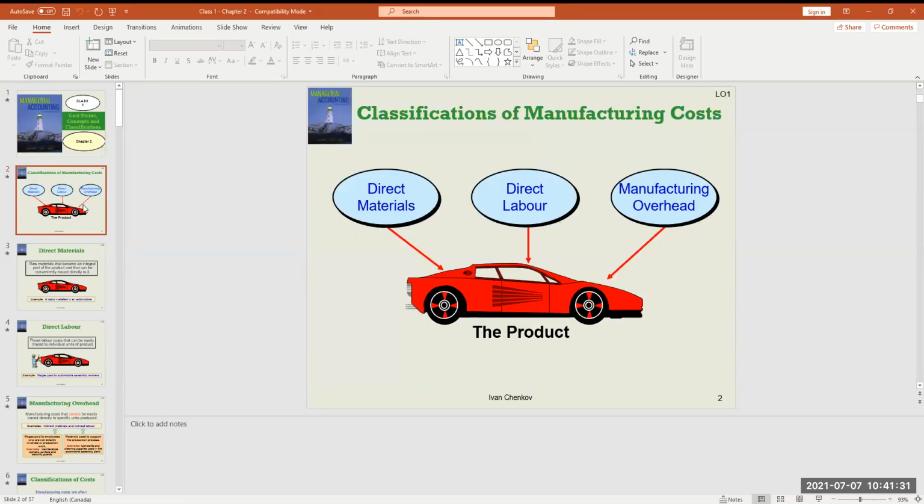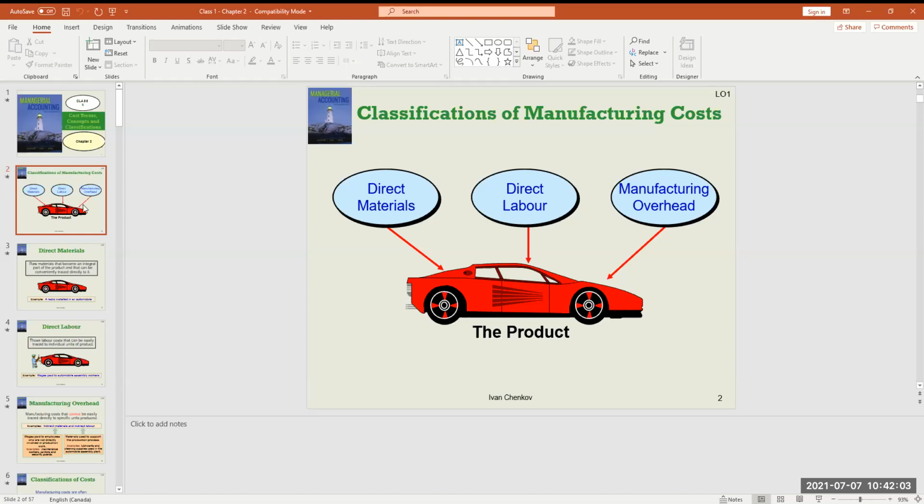First thing, in order to have a product, we need three components. First, we need direct material, we need direct labor, and we need manufacturing overhead. And those come in the order that you see them. First comes direct material. After that, we hire people to work on the material. And the last thing that comes is the overhead.